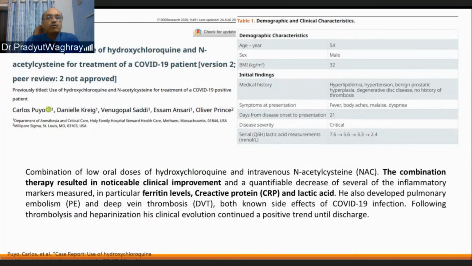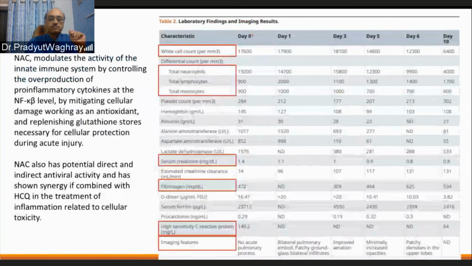An isolated case report again was published recently where the use of low doses of hydroxychloroquine and intravenous NAC were studied, and this combination was found to result in noticeable clinical improvement and also a quantifiable reduction in the inflammatory markers as measured by serum ferritin, C-reactive protein, and lactic acid. So not only did it cause a good clinical improvement, but this is also documented by a significant drop in the inflammatory markers. So I think this is my last slide.